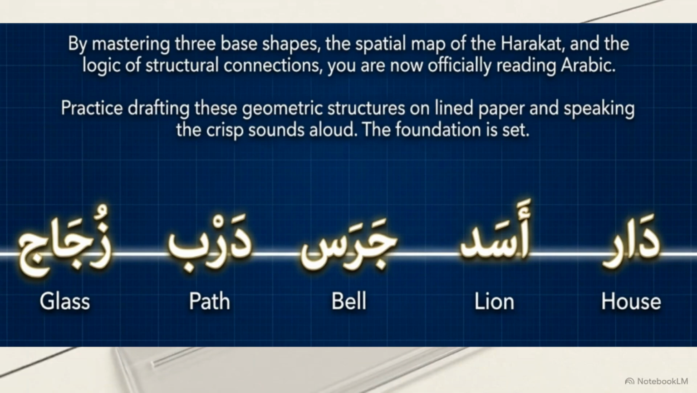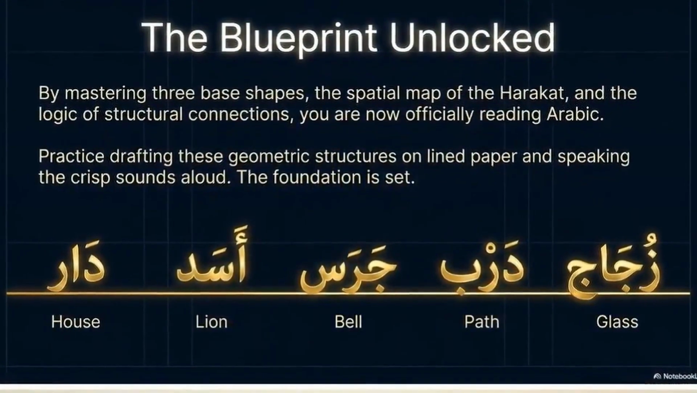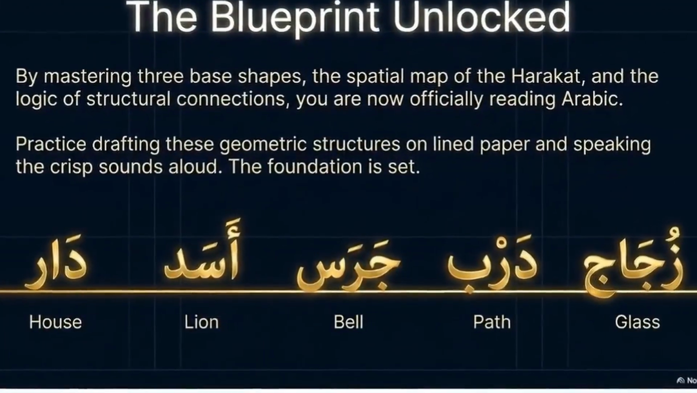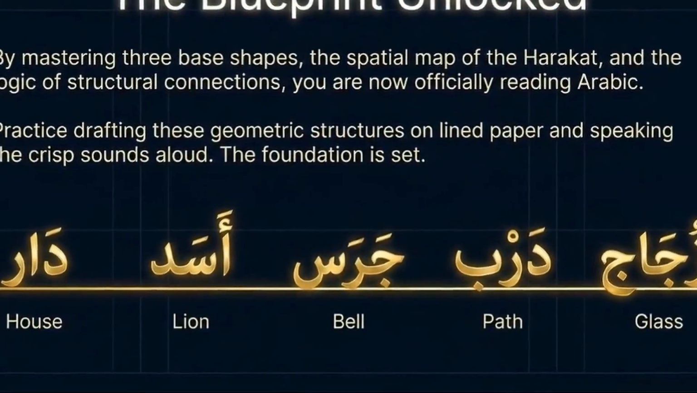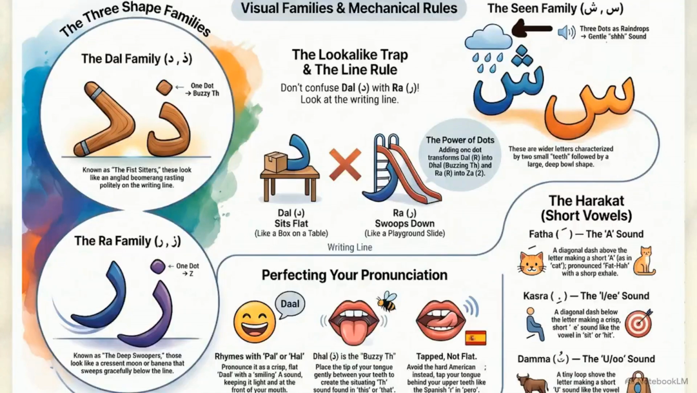The foundation is set. By combining these base shapes, crisp vowels, and connection rules, you have the tools to decode real words. You are now applying these mechanics to read the Arabic language directly. Keep practicing. As a beginner looking at this reference graphic, it is incredibly easy to fall into the lookalike trap. The letter Dal looks almost identical to Ra.